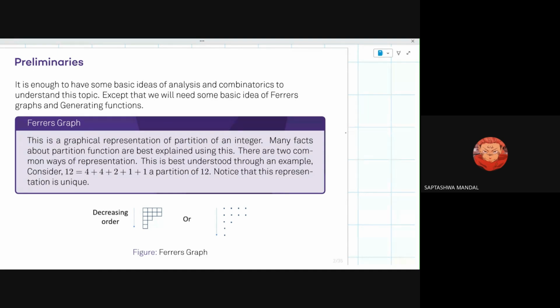3 plus 2 plus 1. So for the Ferrers graph, first you have to write the biggest part as a string of dots or boxes, then the 2 in the next row, and then the 1. This is the Ferrers graph of this partition.